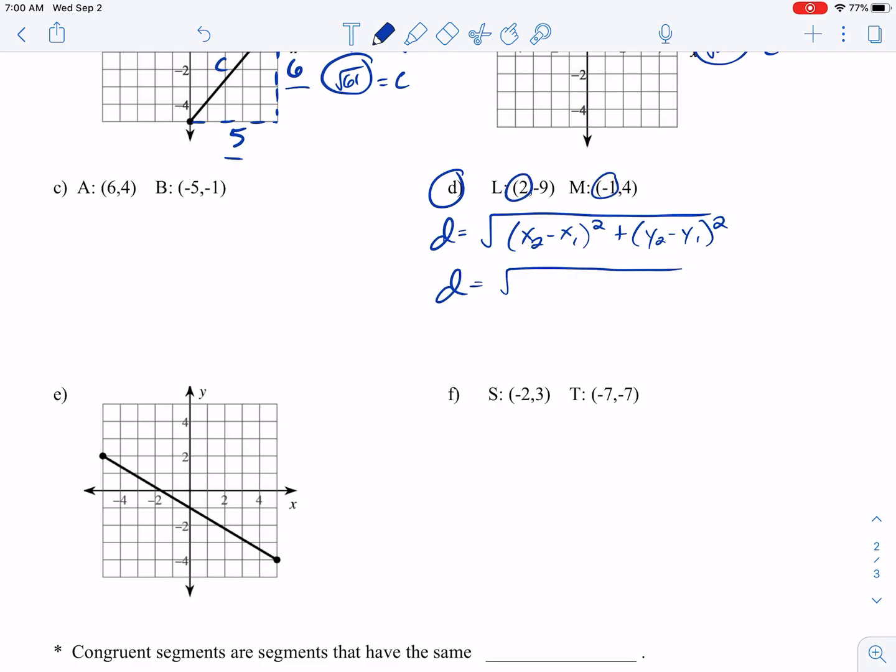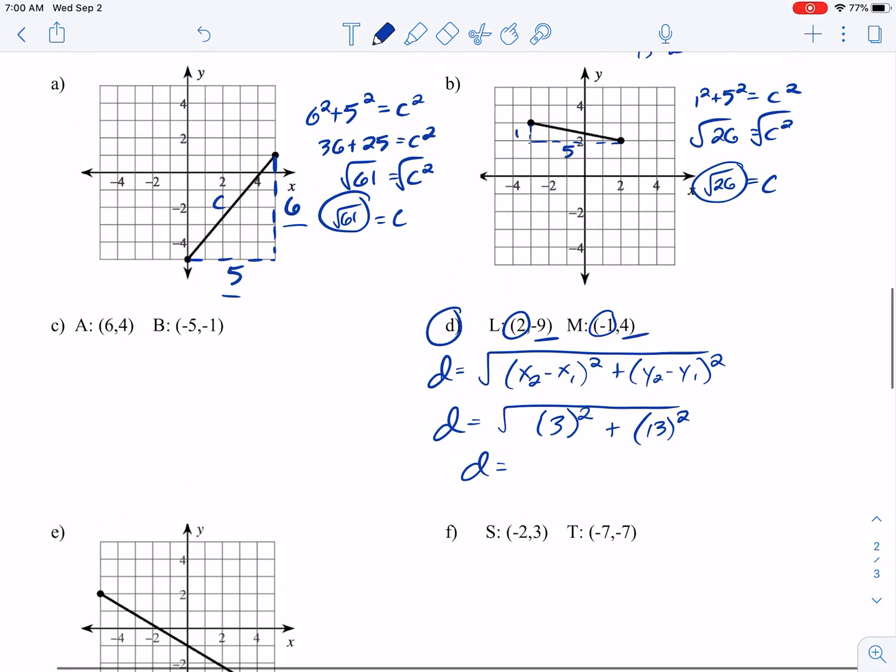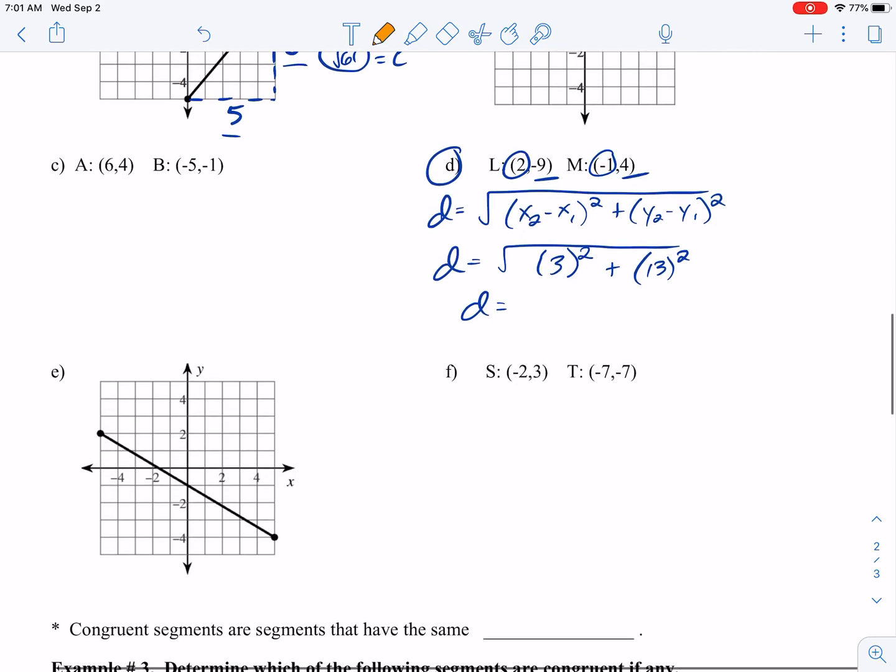How far is 2 from negative 1 on your number line? That would be 4 units, or sorry, 3 units. So we would put 3 squared for our x2 minus x1. How far is negative 9 from positive 4? That would be 13 units. And now we have really the same exact equation. We're adding the two lengths, and then we are taking the square root of the sum. We're doing the same thing here.